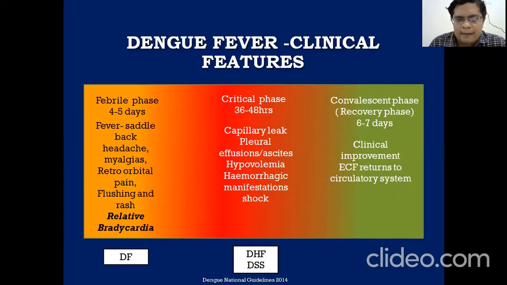Following the febrile phase, the patient goes into the critical phase, where there is capillary leak. It may be mild or it may be severe. It will lead to pleural effusion, ascites, and hypovolemia due to intravascular volume depletion, and due to thrombocytopenia, there may be hemorrhagic manifestations. If the volume depletion is severe, the patient may have shock. This may lead to dengue hemorrhagic fever or dengue shock syndrome.